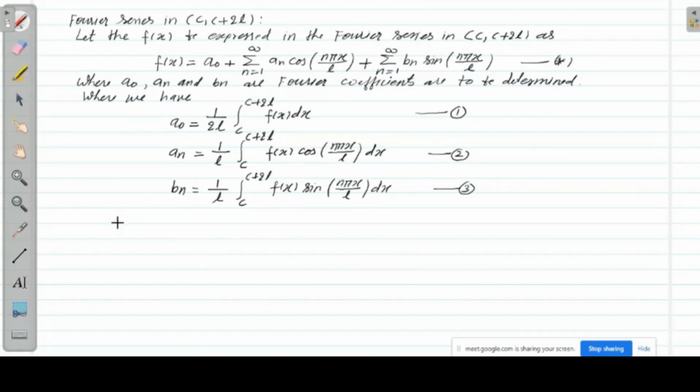If c equal to 0, then what will be your formula? The interval becomes 0 to 2l. So a naught is 1 upon 2l integration of limit 0 to 2l f of x dx. And a n will be 1 upon l integration of limit 0 to 2l f of x cos n pi x by l dx. And b n will be 1 upon l integration of limit 0 to 2l f of x sin n pi x by l dx. In this way you can remember the formula. Now let us start the problem, then you can understand how to apply this formula.